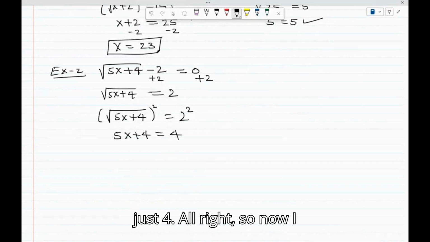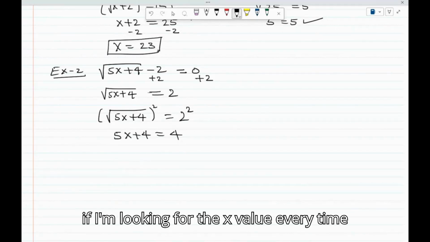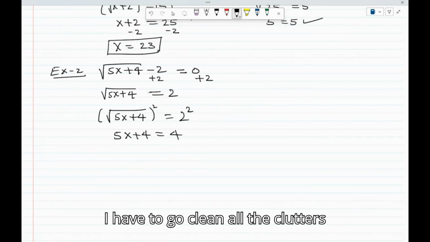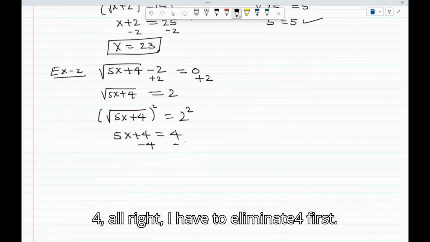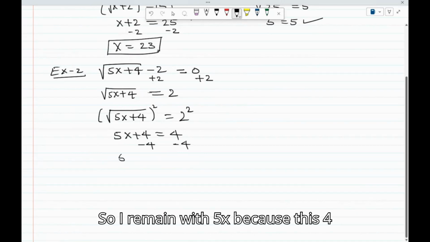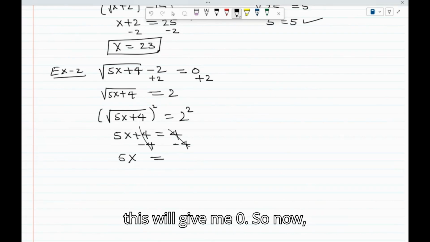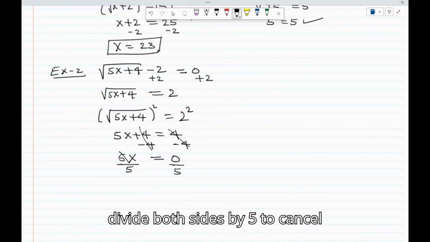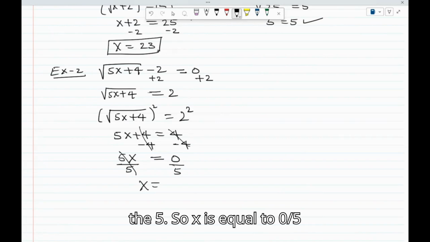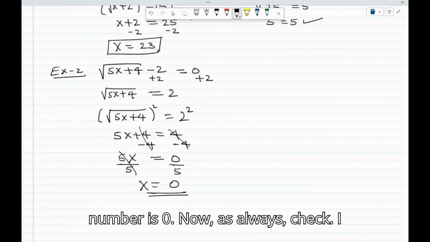All right. So now I am looking for the x value. Every time, I have to clean all the clutter next to the x. The first one is the 4, so I have to eliminate it first with minus 4. So I remain with 5x, because this 4 will cancel this one, equals 4 minus 4, which is 0. Now again, there is a 5 next to x, so I have to divide both sides by 5 to cancel the 5. So x is equal to 0 over 5, which is 0, because 0 over any number is 0.